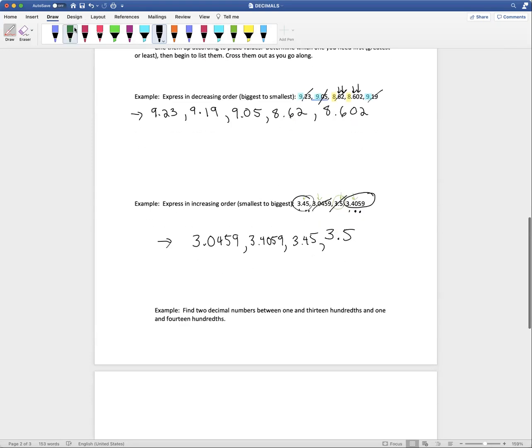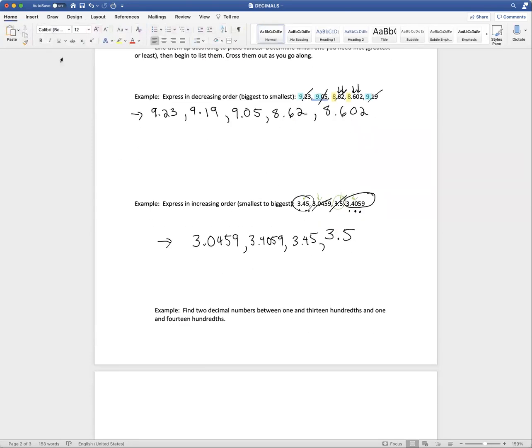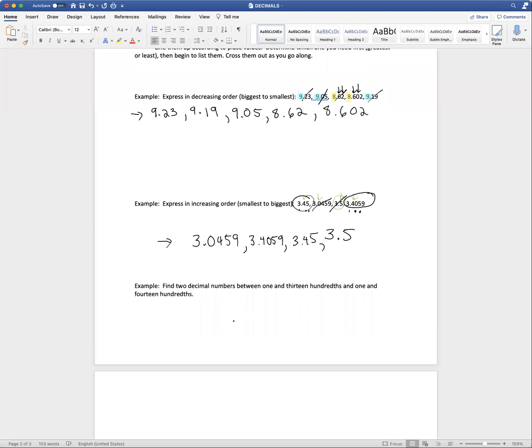Now, one more kind of interesting property that we can talk about regarding decimals is that for any 2 decimal numbers you give me, I can guarantee to find an infinite amount of decimal numbers between those 2. That is right. You heard what I said. Now, let me explain to you how we can do this. Let's take a look at this example. Find 2 decimal numbers between 1 and 13 hundredths and 1 and 14 hundredths. So what does that mean?